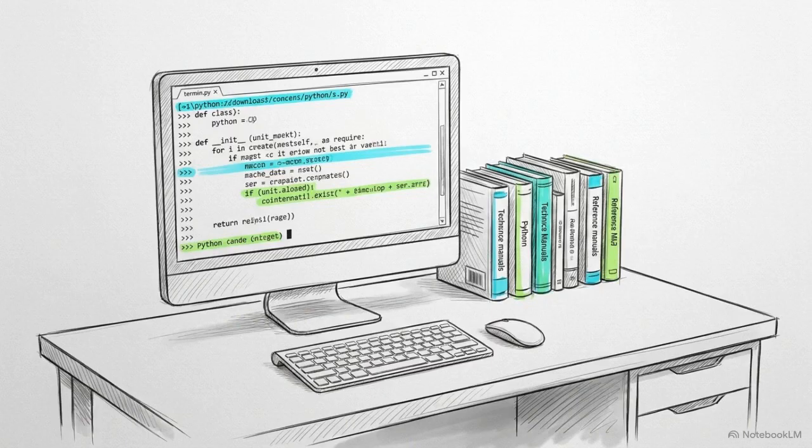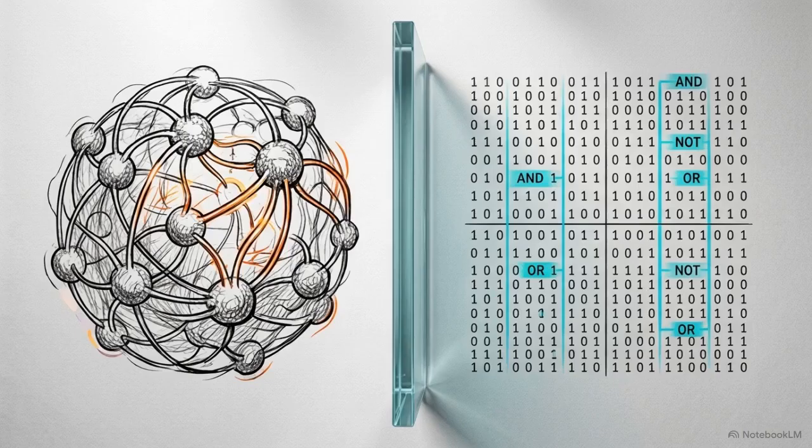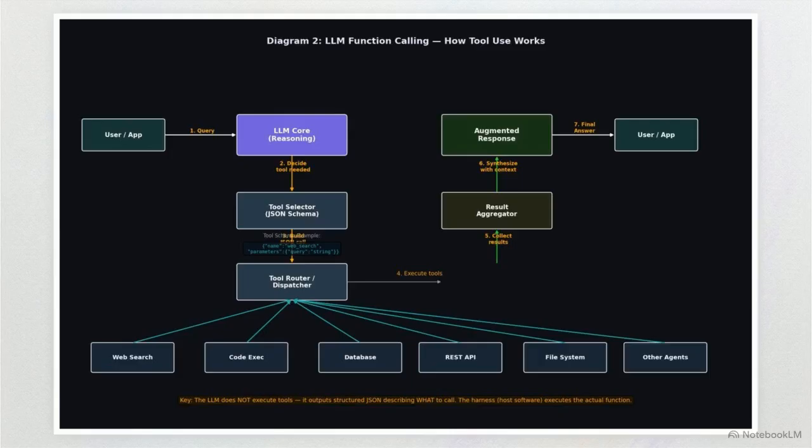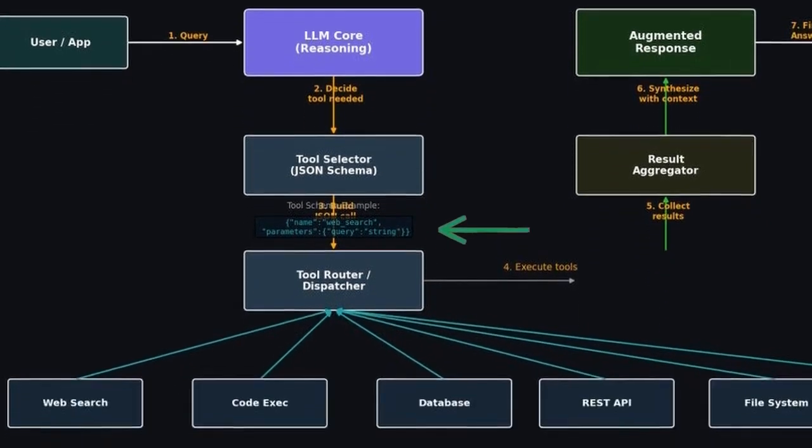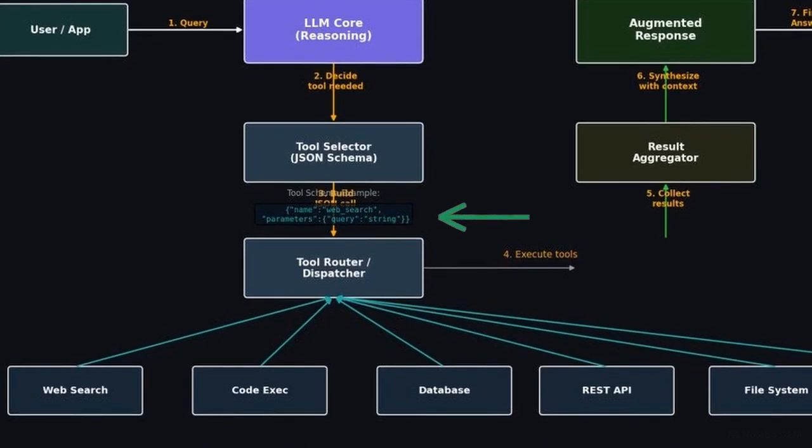There is a common professional misconception that AI agents run code directly. They do not. There is a strict separation of concerns between reasoning and execution. This flowchart details the mechanism making agents possible: function calling. It acts as the translation layer to external systems. Focus on the center JSON block. The LLM analyzes intent, decides a tool is needed, and rather than guessing, outputs a strictly structured JSON object containing the tool's name and required arguments.